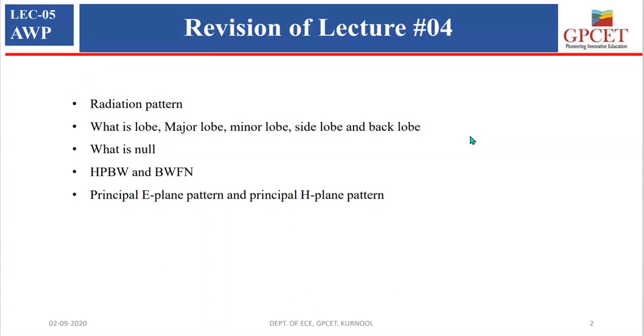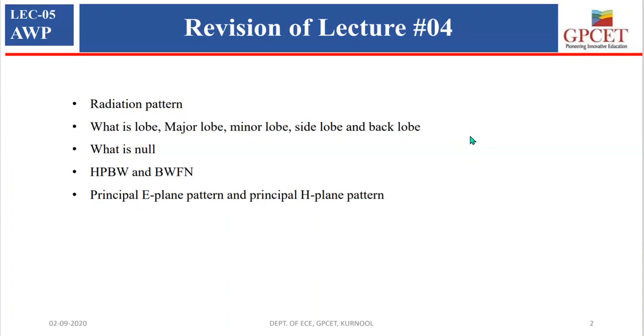Then we considered the radiation pattern, and we discussed some important terms related to it. The first one is the lobe, L-O-B-E. What is meant by the lobe? Lobe is nothing but the various parts of any antenna radiation pattern; we call them lobes. These lobes we can classify broadly into two types. One is the major lobe and the second one is the minor lobe.